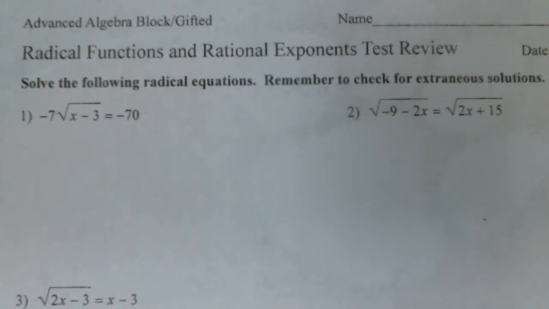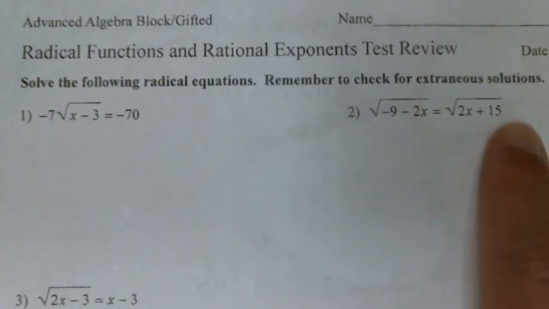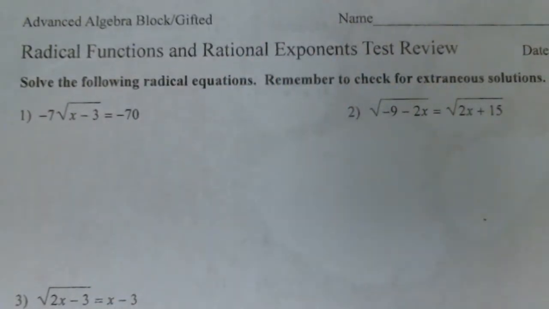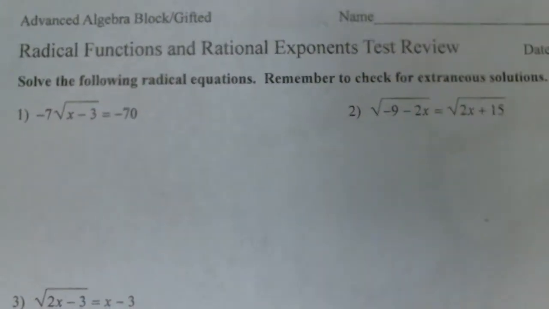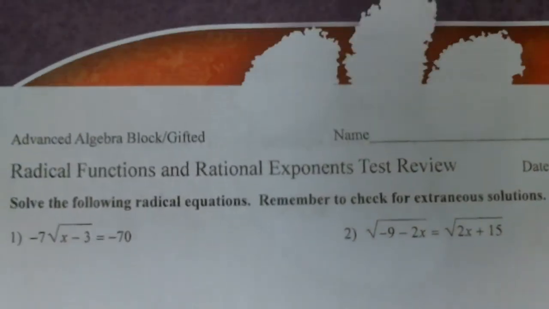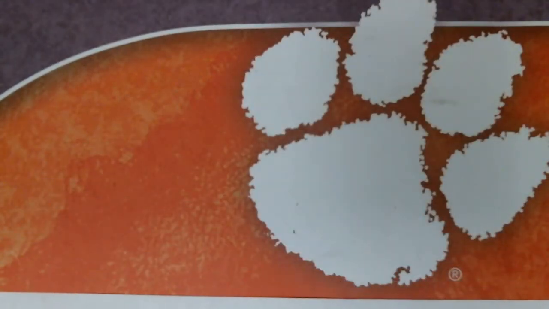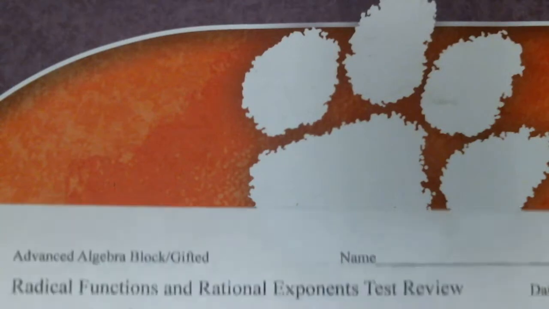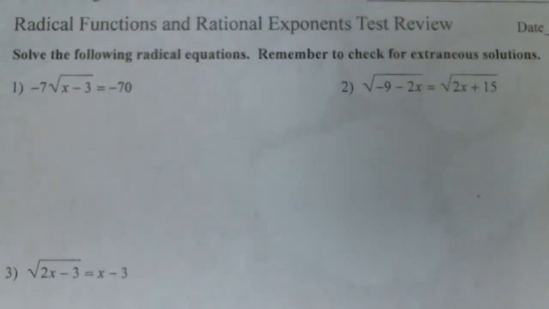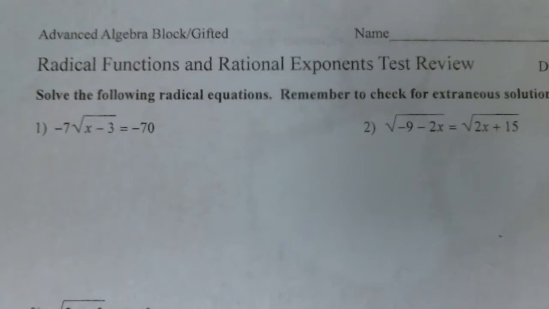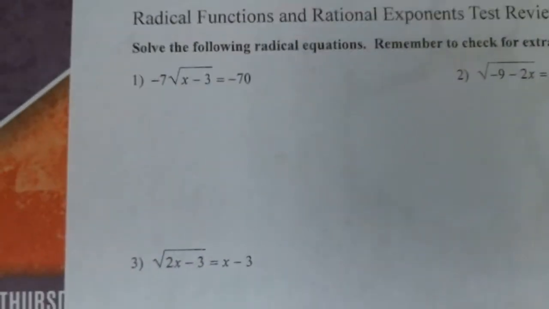So before we get started here, looks like there's a little something here in the paper. I'm not really sure what that is. Like a shadow or something behind the paper. Oh, I know what it is. It's a Clemson tiger paw. That's what it was. So yeah, isn't that beautiful? Orange and purple tiger paw. Anyway, let's go ahead and jump right in and get started.